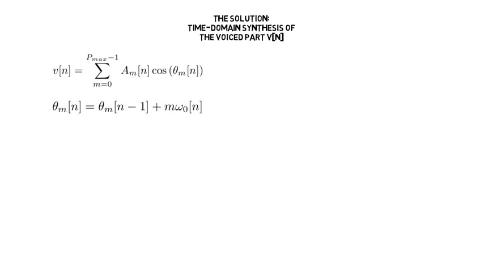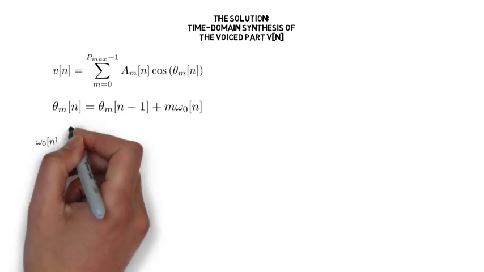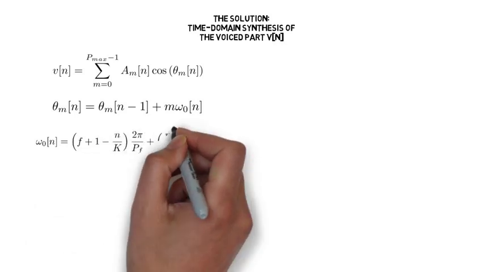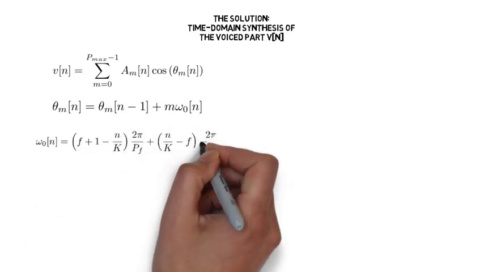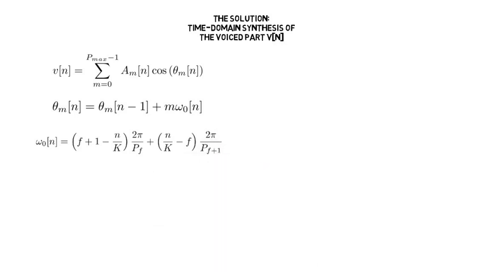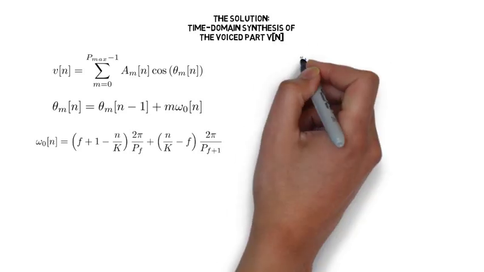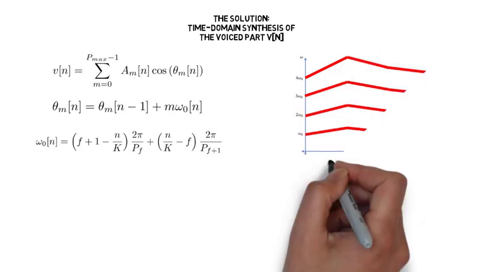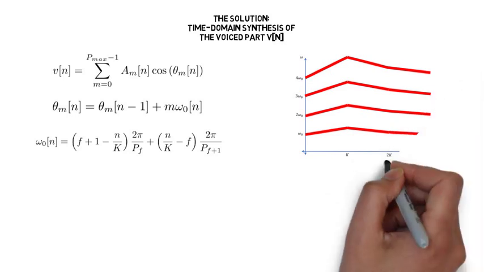And now if we use that kind of model where theta m is generated from m times omega naught, then we can plug in any pitch frequency we want. So for example, we can plug in a pitch frequency which is linearly interpolated from the fth frame to the f plus first frame, right? In the fth frame, it's 2 pi over p f. In the f plus first frame, it's 2 pi over p f plus 1, and we'll just linearly interpolate between those two pitch frequencies. So here's an image of the spectrogram with these nice linearly interpolated pitch frequencies, and you can see that there are no more any discontinuities.